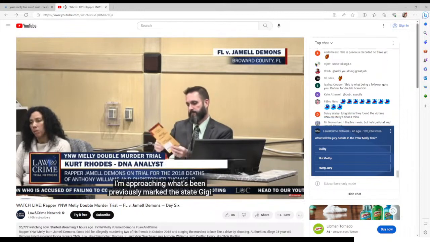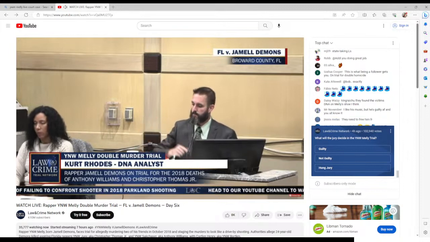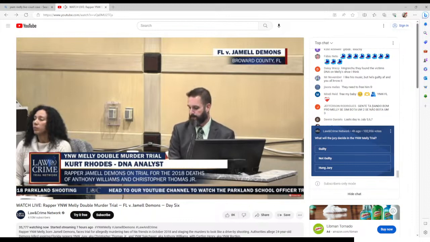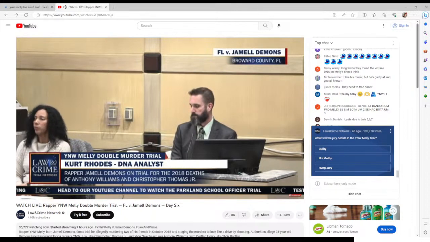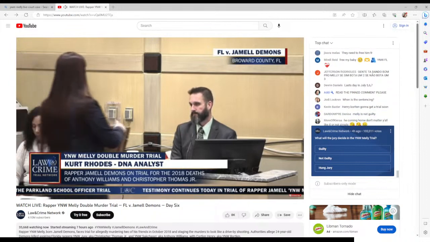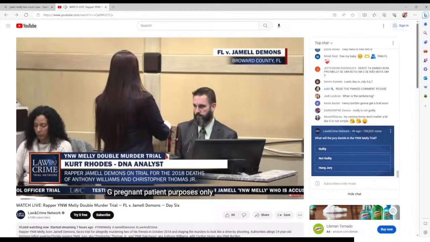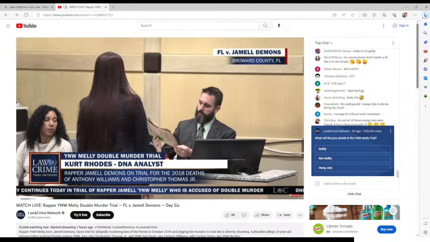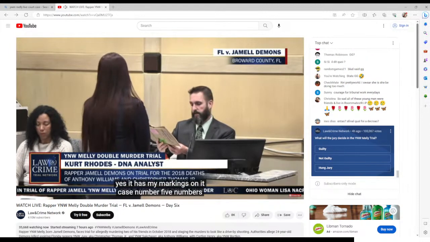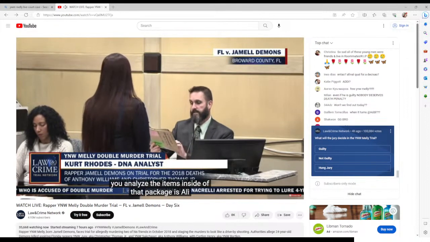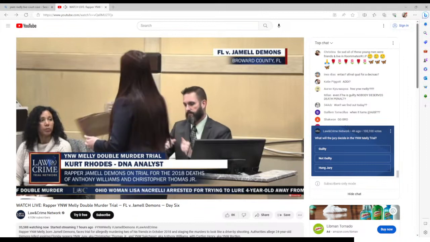So I'm approaching with what's been previously marked as State GG for identification purposes only. I'm showing you what's been previously marked as State GG for identification purposes only. Do you recognize that item? Yes, it has my markings on it, case number, item numbers, initials. Did you analyze the items inside of that package? Yes, I did. Okay. Hold on just a moment.